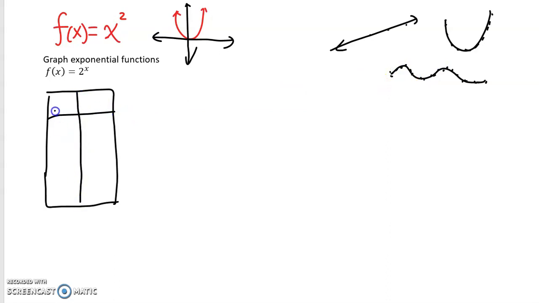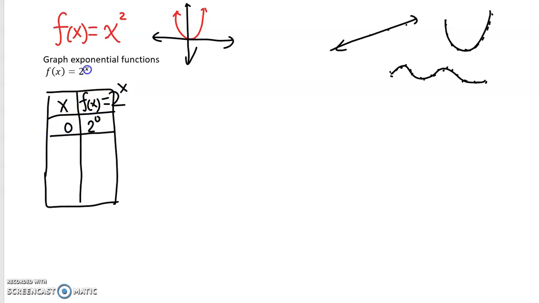And in order to find the points, we pick numbers for x and try to get the values for y, which is also called f of x, so 2 to the x. And we start with, let's say, 0. So if x equals 0, we plug 0 into the function.